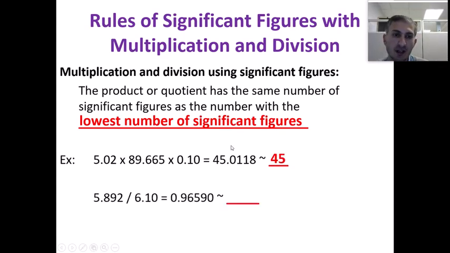Let me review another calculation here. Here we have division. Look at this example: 5.892 divided by 6.10. Division, fewest sigfigs. 4 sigfigs are here, 3 sigfigs are here. So we should report our final answer with 3 sigfigs. 1, 2, 3. I have to drop 9. 9 is greater than 5, so I have to round it up. 0.966. This is the only correct answer for this calculation.